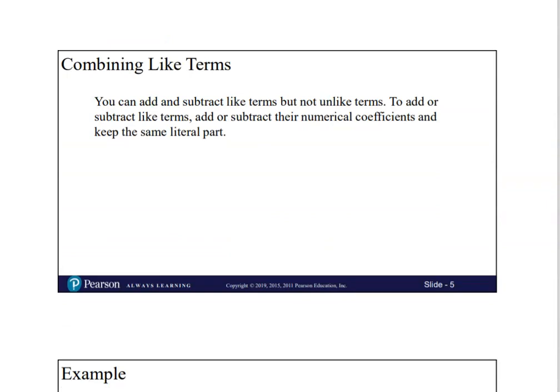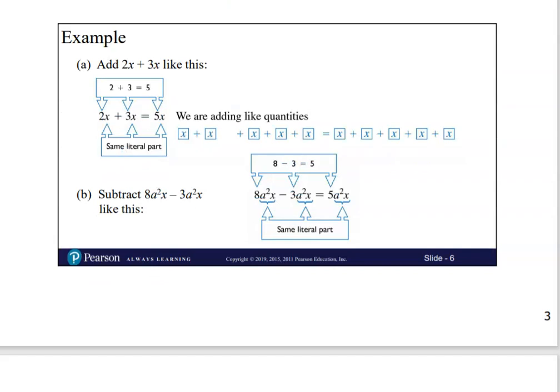You can add and subtract like terms, but not unlike terms. To add or subtract like terms, add or subtract their numerical coefficients and keep the same literal part. For example, if we want to add 2x plus 3x, we look at the terms, the variables, and make sure they're the same. They're both x raised to the first power. So we know we can take our 2 plus 3 and get 5. So that would give us 5x.